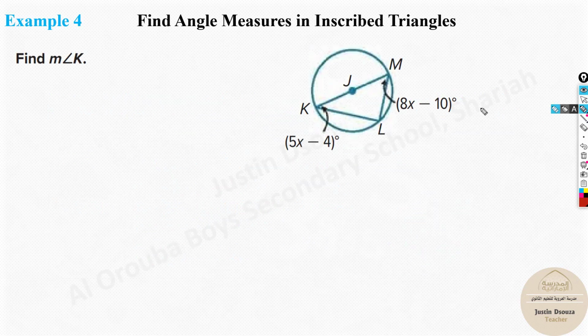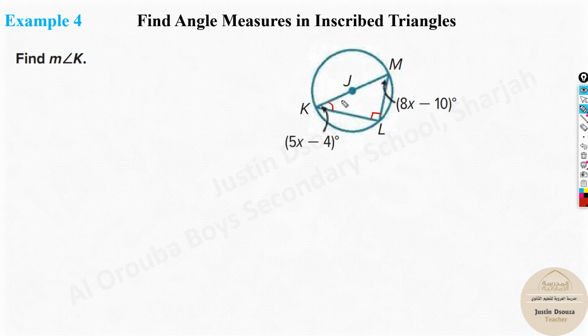Now let's look into those. We just now saw those theorems. Let's look into some problems and solve them now. Here, this is diameter KM. We need to find the measure of K. Now, just by looking at the figure, I know this is 90 degrees.